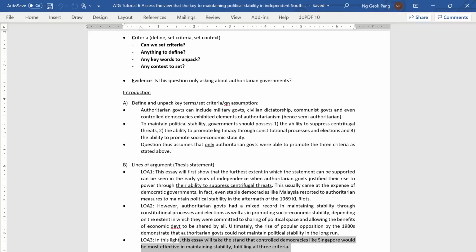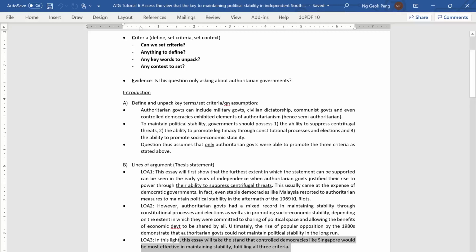But if you look at Singapore, on the other hand, it's very stable and a blue chip kind of case study. We do see that Singapore has been able to consistently deliver on the three criteria, whether in phase 1, phase 2, or even phase 3.